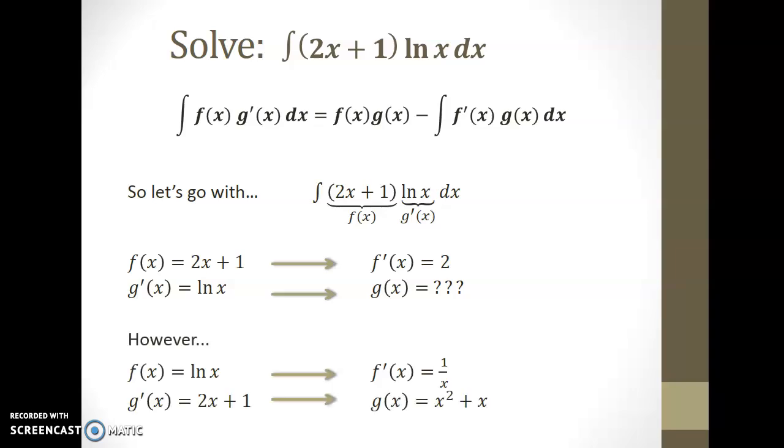What if we had made the other choice? So what if we had picked ln of x as f? Then its derivative is much more straightforward, 1 over x. And by choosing g prime as 2x plus 1, actually I say choosing, but we have no choice, because f and g prime together must complete whatever function we were trying to integrate. Well, from that g prime, anti-differentiating to get g simply requires we use the power rule. So I've integrated 2x plus 1 as x squared plus x.